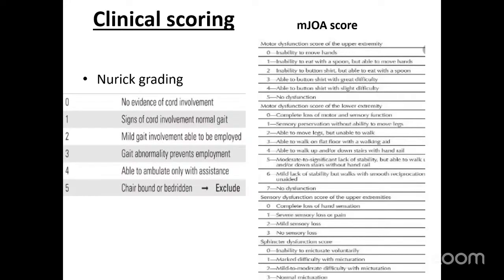Worldwide accepted, these two scorings are useful for assessment, grading, and also for post-operative improvement, to gauge the improvement in follow-up every time. That is Nurick grading and MJOA, the modified Japanese Orthopedic Association score. Nurick grading is from 0 to 5, and MJOA scoring, the total would be given from 0 to 18 points.